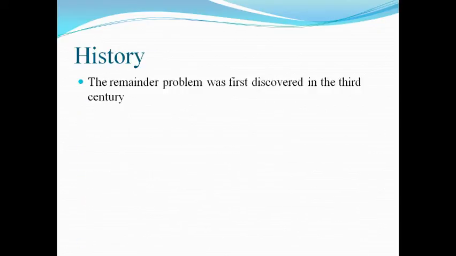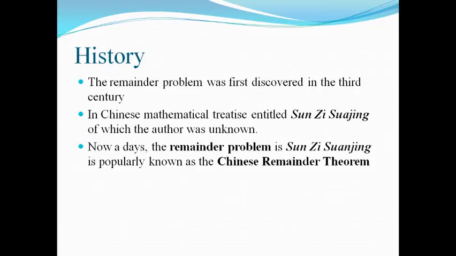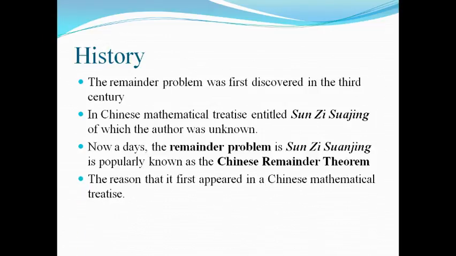The remainder problem was first discovered in the 3rd century. It was found in the mathematical treatise entitled Sanjing Zhaojing, of which the author was unknown. Nowadays, the remainder problem of the Sanjing Zhaojing is known as the Chinese remainder theorem because it first appeared in the Chinese mathematical treatise.